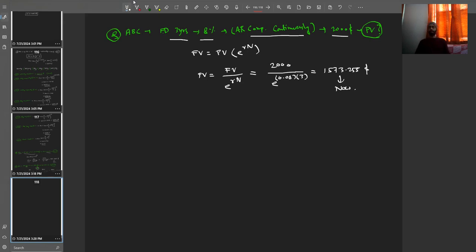Now friends, we will learn a couple of new concepts. The first concept that we'll learn is effective annual rate. Now what do we mean by this, friends?